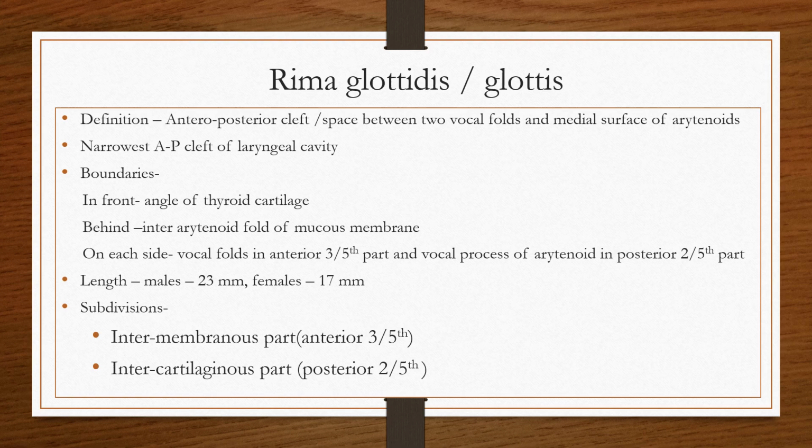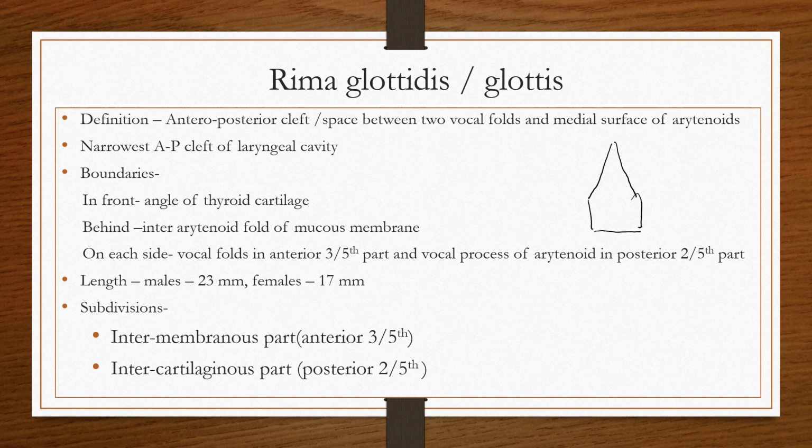Now, if you are asked a short note on Rima glottidis, you will describe it under the following heads. What is the definition? It is an antero-posterior cleft or space between the 2 vocal folds and the medial surface of the arytenoids, which makes this space pentagonal in shape. So anteriorly between the 2 vocal folds is the triangle, and between the 2 arytenoids is the rectangle, so pentagonal.